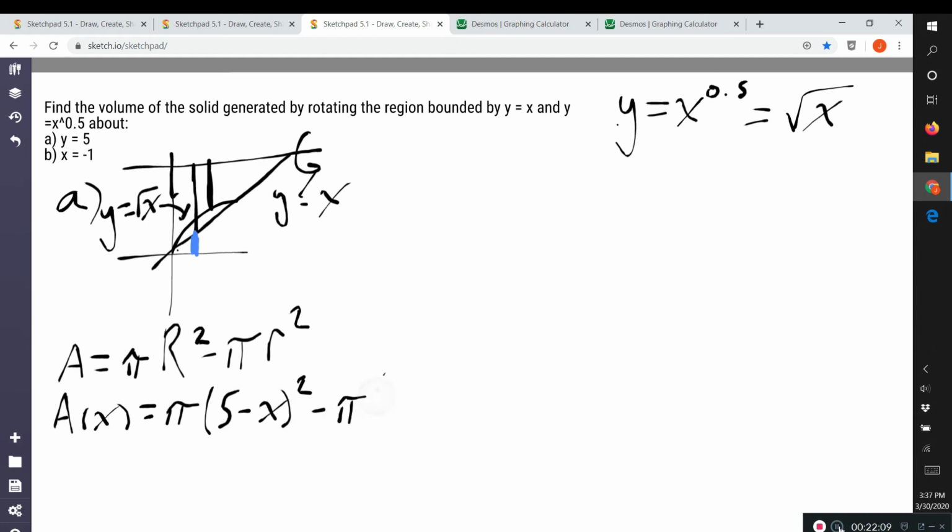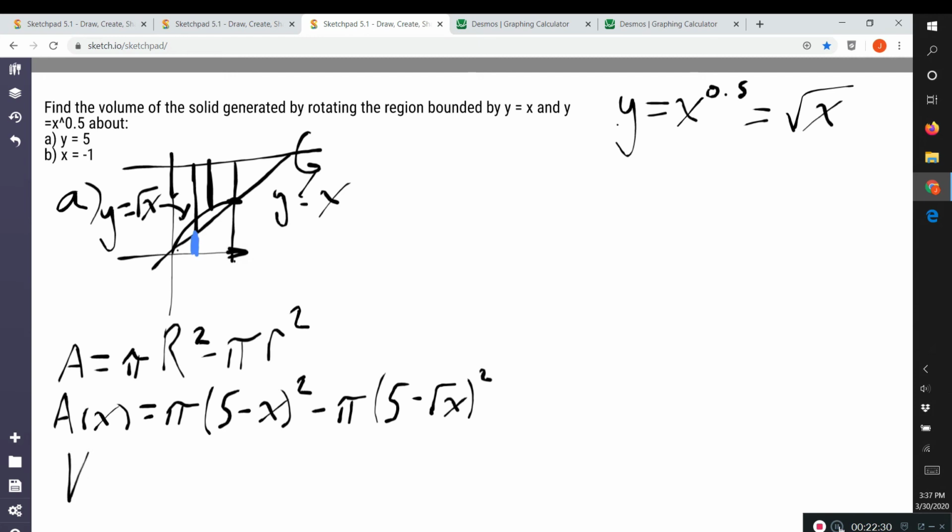Similarly, our little radius is going to be 5 minus root x. Because the distance here is 5, we remove everything up to root x, and that'd be our little radius.